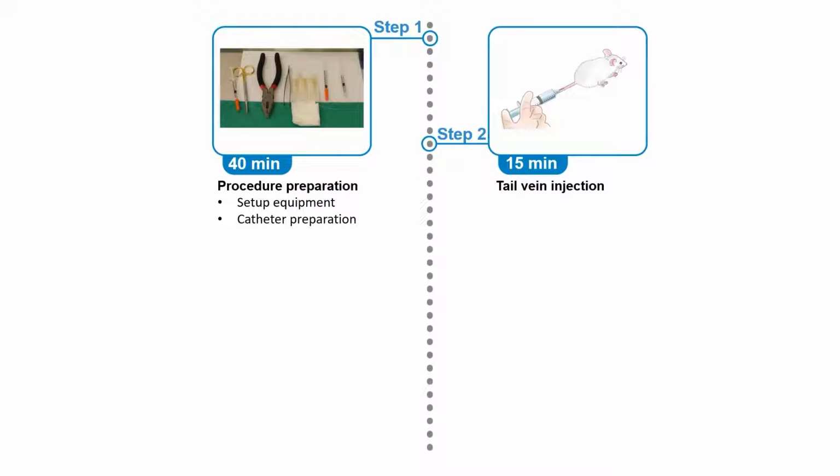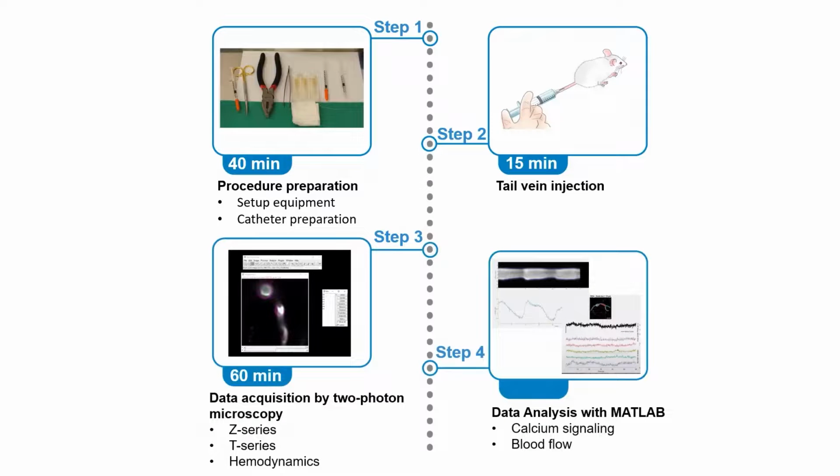Here, we outline the necessary preparation steps and tail vein injection, followed by the 2-photon imaging and analytical methods needed to acquire pericyte calcium data and information about blood flow in anesthetized animals.